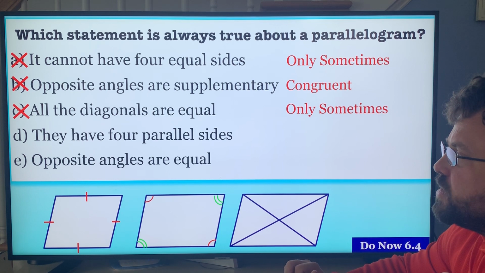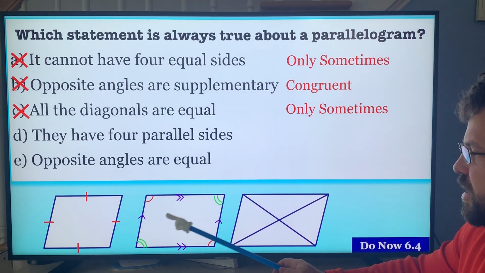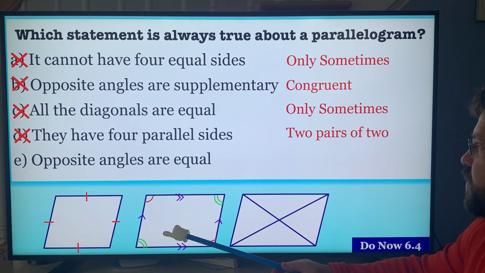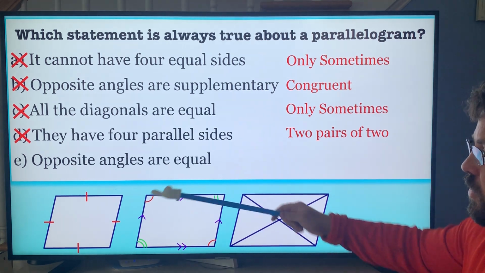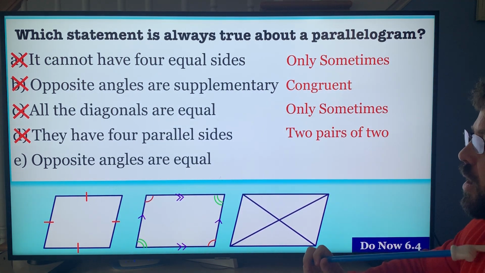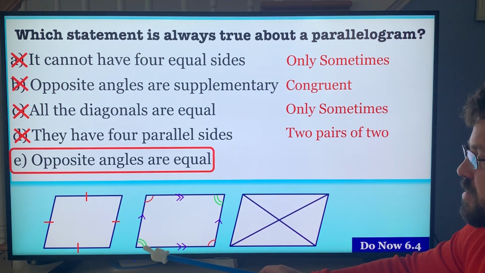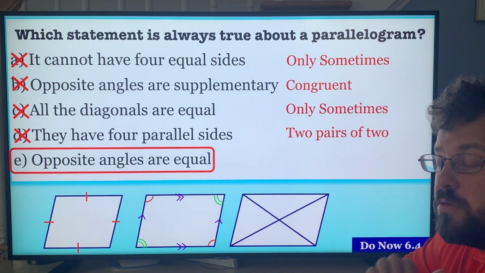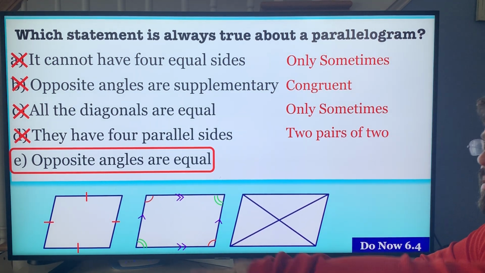Are all 4 sides parallel? The way the parallel sides work is only opposite sides are parallel. So you have 2 pairs of 2, but not all 4. Because if it was all 4, they'd all be right above each other. Are opposite angles equal? Let's look back here. Of course they are. Opposite angles are always equal. So that's the statement that's always true. Remember, always is different than sometimes. Maybe sometimes, but always is different.